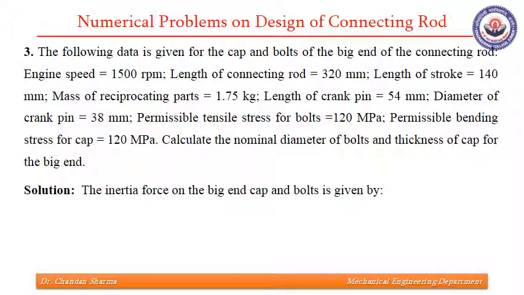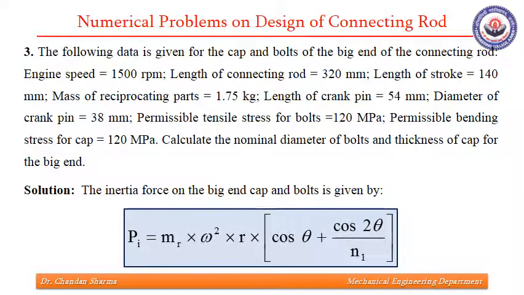In this question, we are supposed to find the diameter of big end bolts and the thickness of the cap for the big end. We all know that the big end is made in two parts, and the cap is fastened to the big end with the help of two bolts. When we discussed the design portion, we found that the big end bolts and cap are subjected to the inertia forces, which is given by this formula.